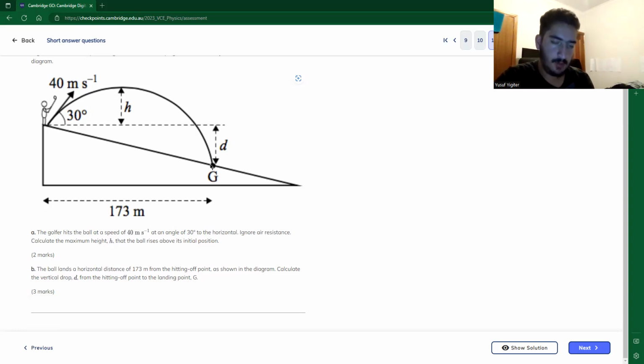So, let's find the horizontal speed. That is by using trigonometry. Trigonometry, yep. Adjacent over hypotenuse. So 40 cos 30 degrees. That gave me 34.64 meters per second horizontally. Now, let's use the formula: 173 divided by that. I got approximately 5 seconds. 5 seconds total time from there to reach the landing point G.